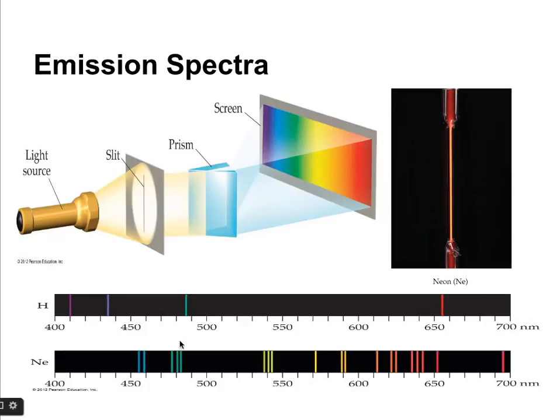So each line represents a different quanta of energy that's being given off, and each quanta of energy has its own separate wavelength of light associated with that energy.